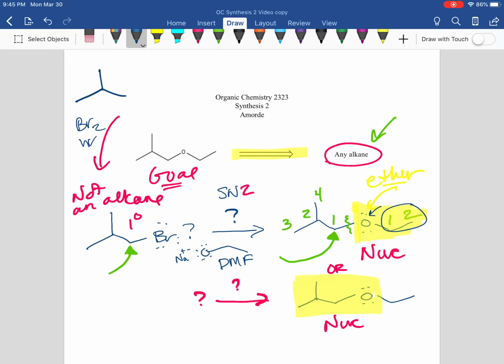Well, that would be awesome, except if you do that reaction, what are you really going to make? You're going to substitute in the wrong place. So crap. How do we make this, and how do you make your halide here if that's not where it's going to go? You have to use your radical halogenation with chlorine. Remember, chlorine gives you all of those options.